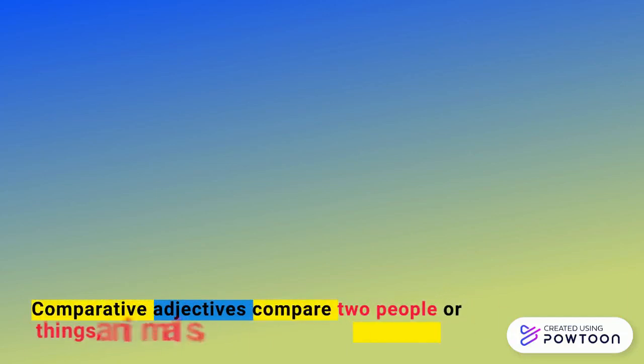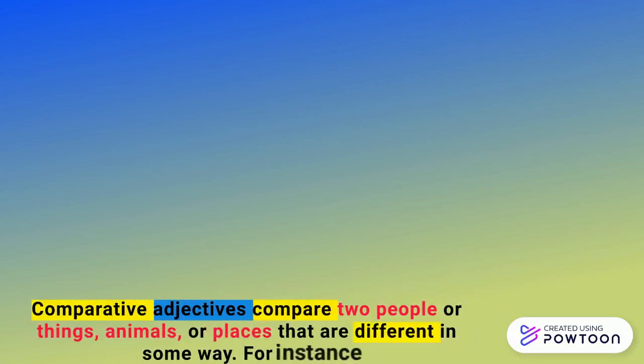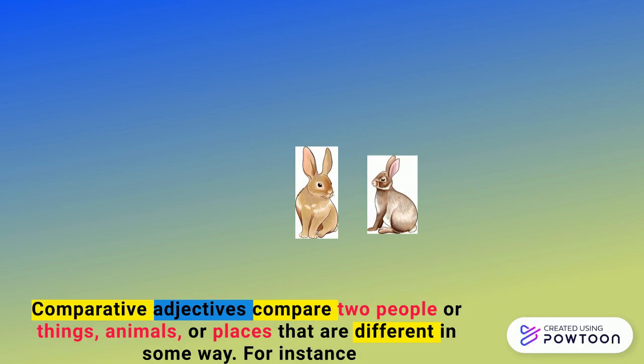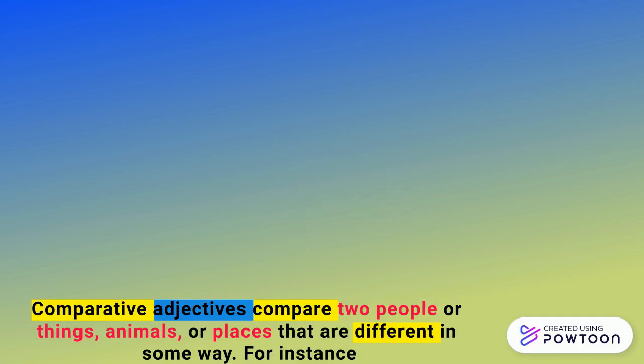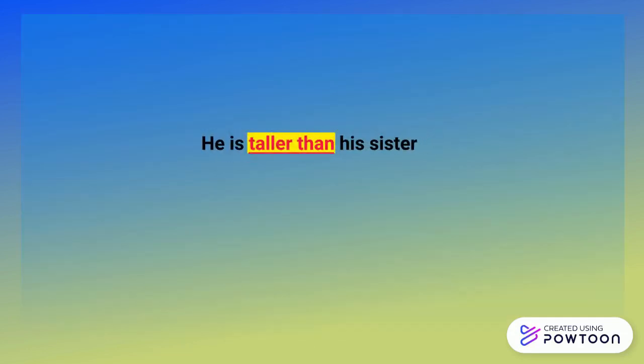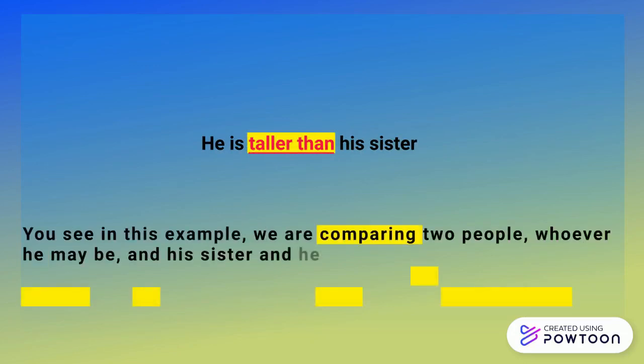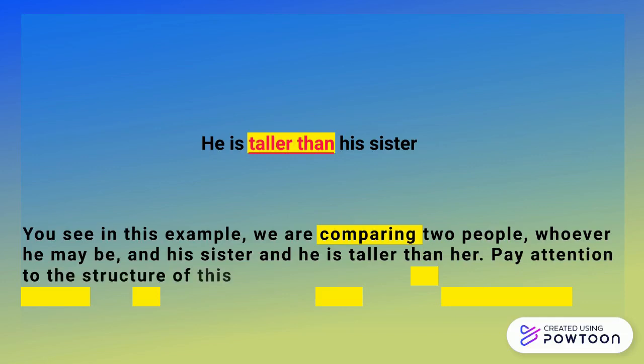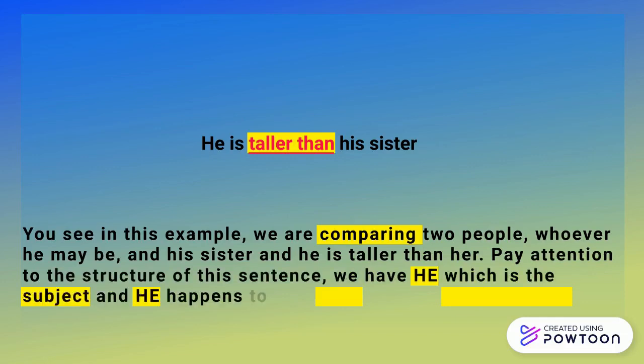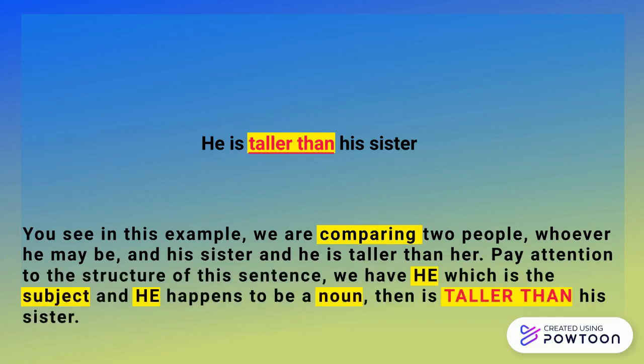Comparative adjectives compare people, things, animals, or places that are different in some way. For instance, he is taller than his sister. You see, in this example, we are comparing two people, whoever he may be and his sister, and he is taller than her. Pay attention to the structure of this sentence.